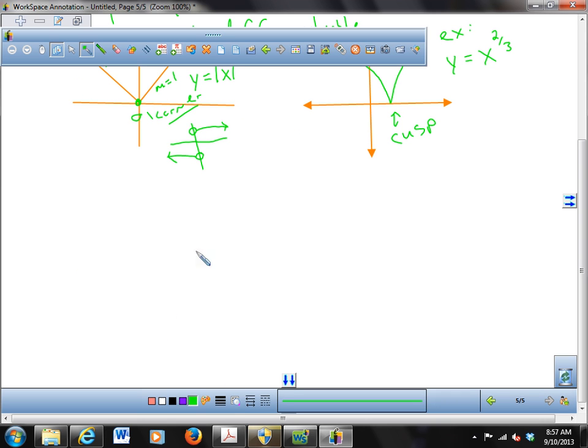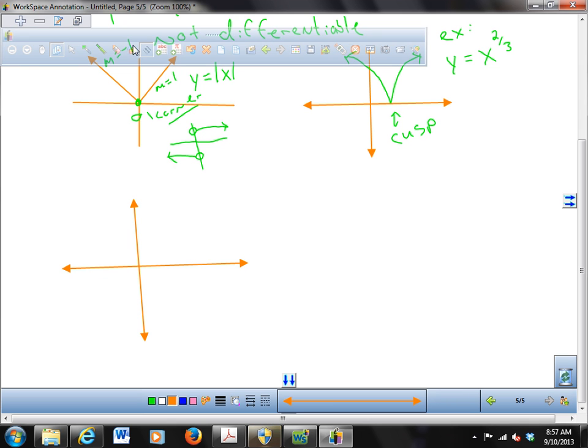Other things that are not differentiable are things that have infinite slopes. There are certain functions that have infinite slopes, like this one. There's a function that goes like this, and then right as it comes into 0, it gets infinitely steep straight up, and then it kind of goes like that. Does anyone know what that function is?